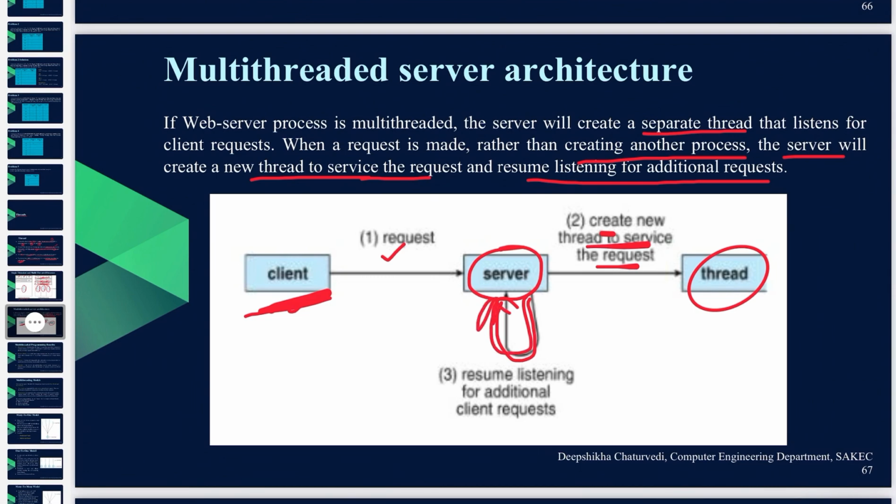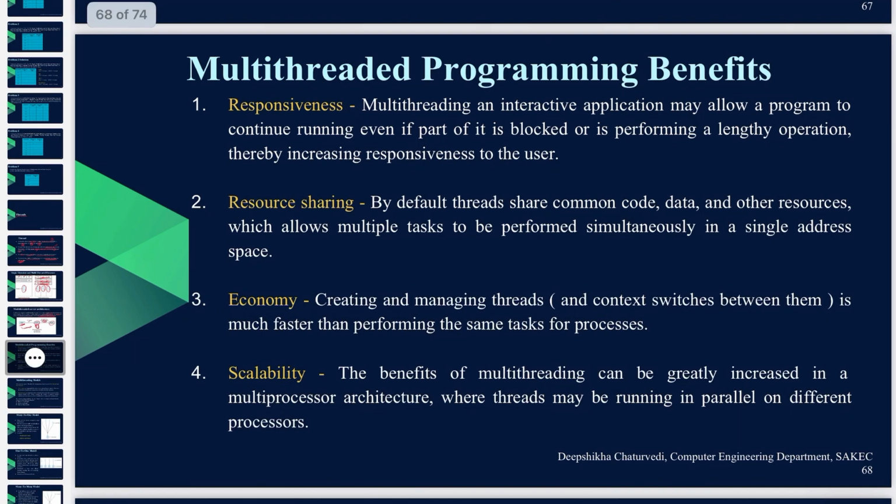If the client is the same, it will resume the request rather than repeating the whole process again. Multi-threaded programming benefits: responsiveness. Multi-threading in an interactive application may allow a program to continue running even if part of it is blocked or is performing a lengthy operation, thereby increasing responsiveness to the user. Resource sharing. By default, threads share common code, data and other resources, which allows multiple tasks to be performed simultaneously in a single address space.